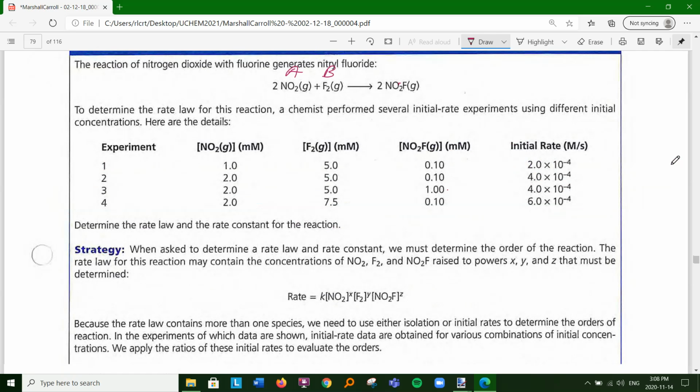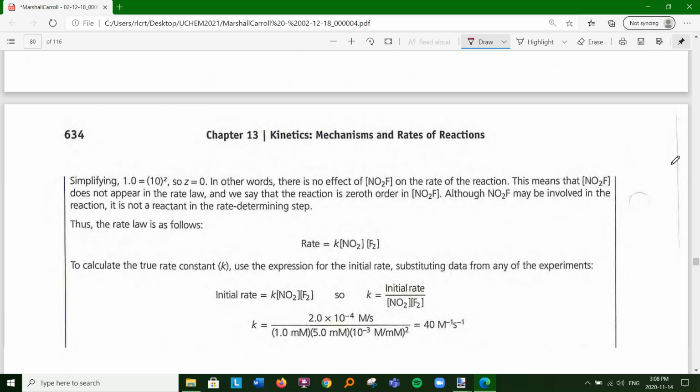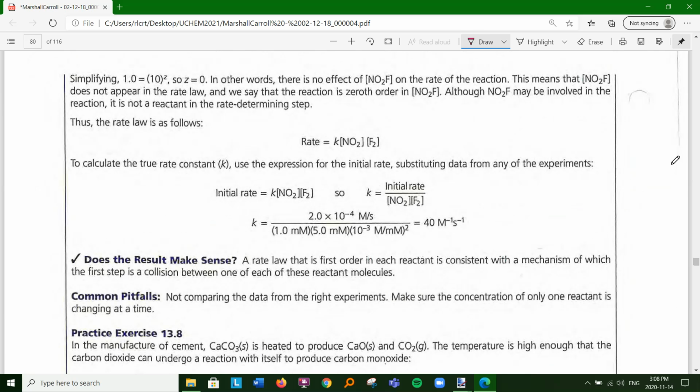Okay, let's go down here. 40, really? They said it's 40? How come I got so much more? They made a mistake here. 2 by 10 to the minus 4, divided by... Yeah, they screwed up.